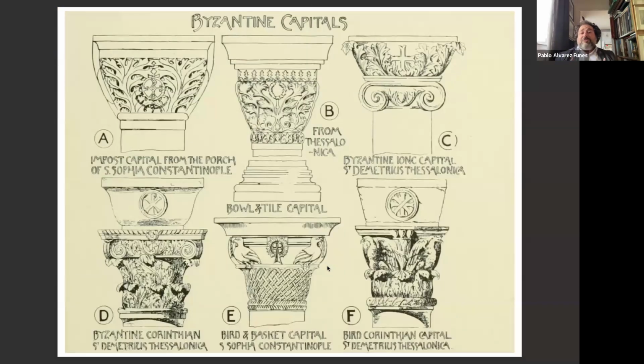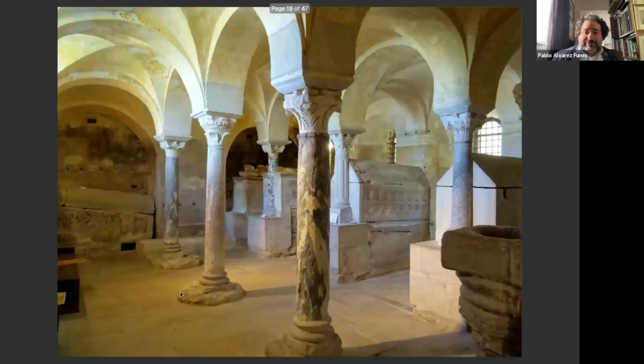And here are some examples of what you could call late antiquity Byzantine capitals, and obviously in all of them, except in the one named as E, the Acanthus Leaf takes a prominent role. So the Acanthus Leaf will be the companion of architecture during the whole Middle Ages, although through different variations. We could say that that was the legacy of classical architecture through all the Middle Ages, even through Gothic architecture.